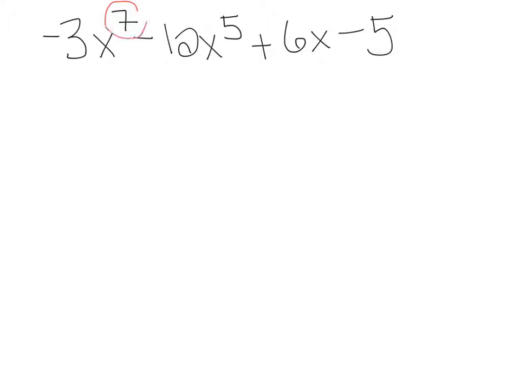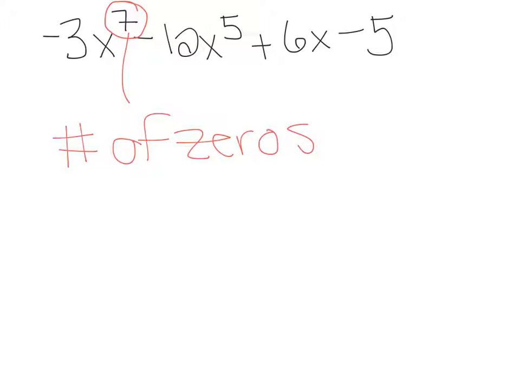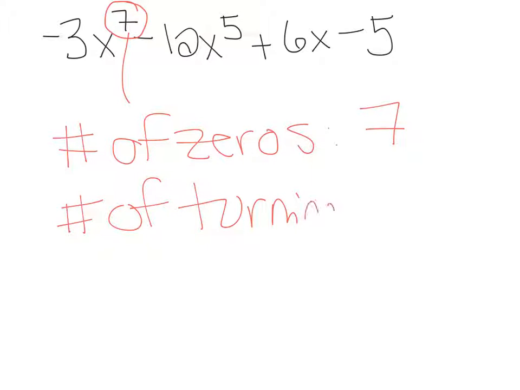The biggest power, the biggest degree, is always my number of zeros. So the number of zeros in this case is 7. Now to find the turning points, you always do the number of zeros, which is known as the degree, minus 1. So the number of turning points is 7 minus 1, which means my answer is 6.